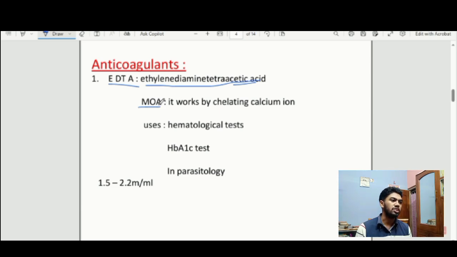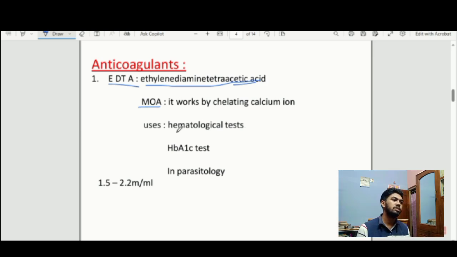We will now come to the mechanism of action, how it works. EDTA chelates the calcium ion. Now calcium ion is an important ion that helps in the coagulation pathway, that helps in clotting. Calcium itself is a clotting factor. So when EDTA binds with the calcium and chelates it, calcium is not there for clotting. As the free ion is not there, the clotting process is stopped. This is how EDTA works. It chelates the calcium ion.